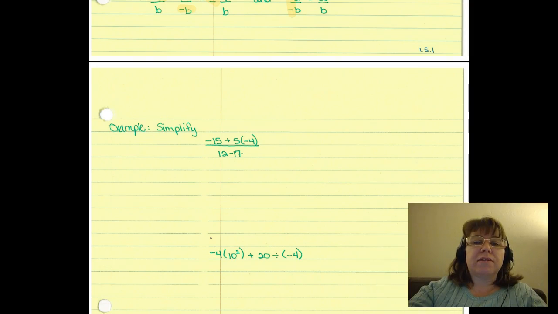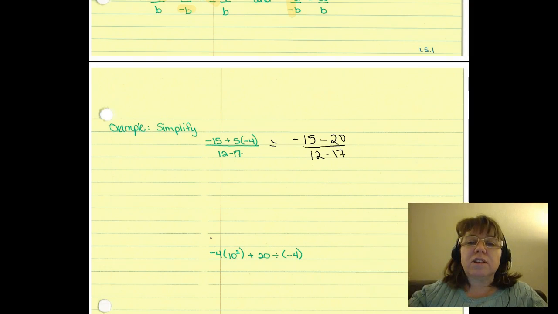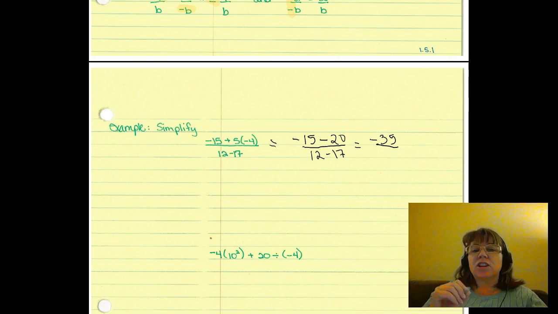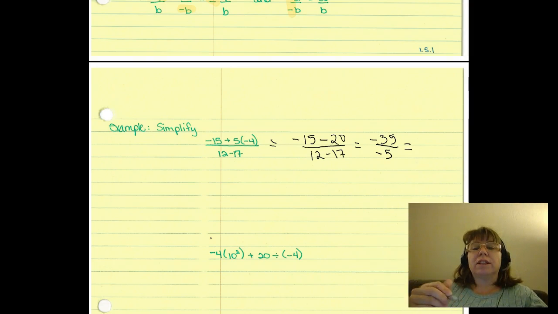I have to do the 5 times negative 4 first. So that's going to be a negative 15 minus 20 all over 12 minus 17. I can do the subtraction in the numerator. So negative 15 minus 20 more is going to be a negative 35. And in the denominator, 12 minus 17 is a negative 5. So my solution is a negative 35 divided by a negative 5. Negative divided by negative is a positive, so this is going to be a positive 7.